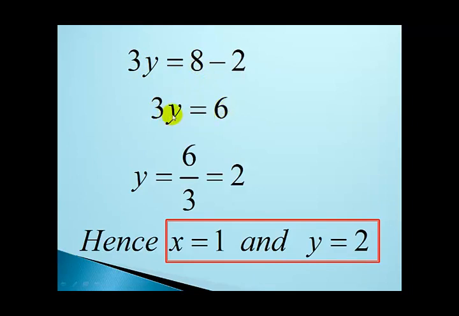Now we are solving for y. So we divide both sides by the constant 3. So when we divide the left hand side by 3, we are left with y. And when we divide the right hand side by 3, we are left with 6 divided by 3. And 6 divided by 3 is equal to 2. That is, 3 goes into 6 2 times. This implies that the value of y is equal to 2. Hence, x equals 1 and y is equal to 2. Take note of the answers. x equals 1 and y is equal to 2.